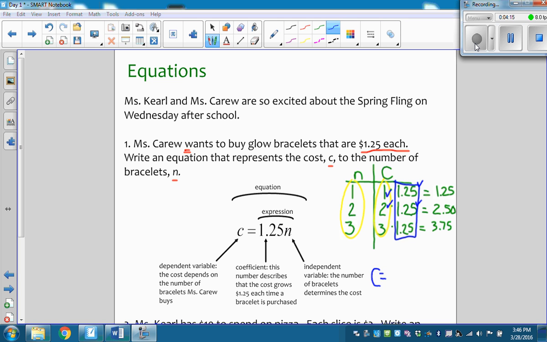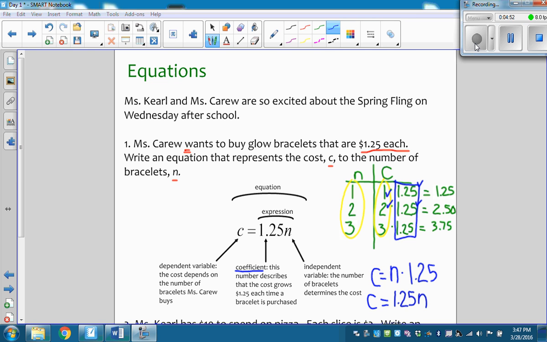And since the variable changes, we say the number of bracelets times $1.25. That's how we think about it. But usually in algebra, the number, the actual non-variable part of the equation comes first, and then the variable part. That's how we write the expression. So the cost is $1.25 times N. This $1.25 is called a coefficient. It's the actual number, not a variable.